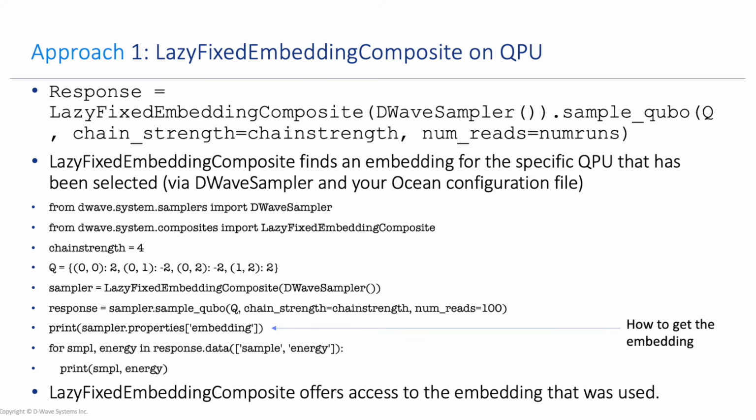So a program very much like this is where I got those runs that you saw earlier in this presentation. And I put the call that you want to use up there at the top. There's this notion of a composite wrapping around the sampler, and DWave sampler points to the QPU. And when we say sample QUBO, that says run this problem from a given QUBO with these various parameters. So that's one of the approaches that you can take.